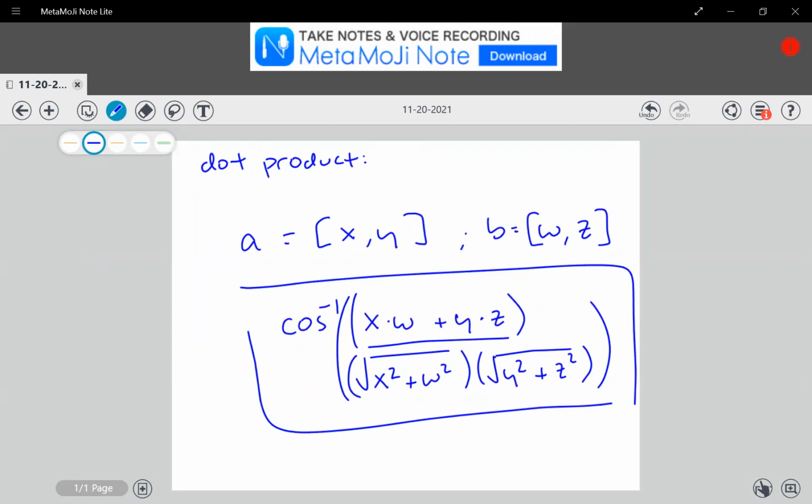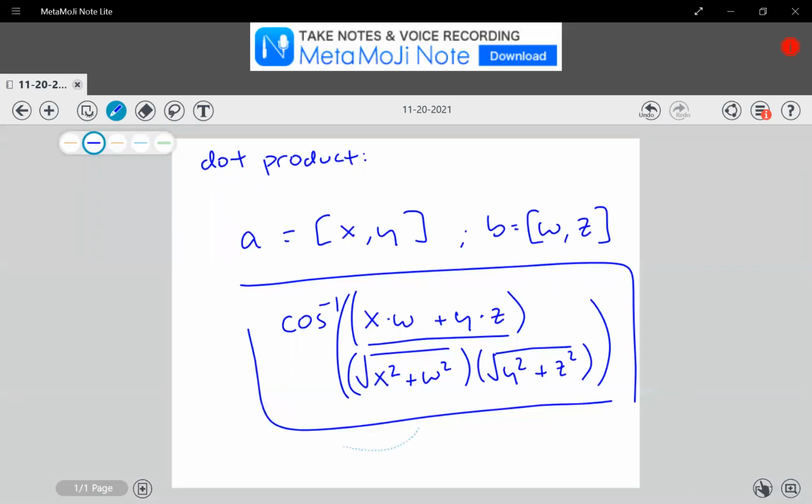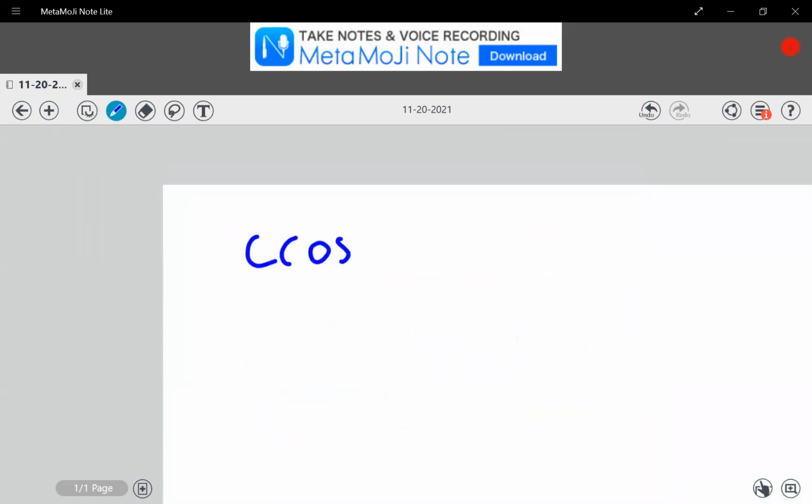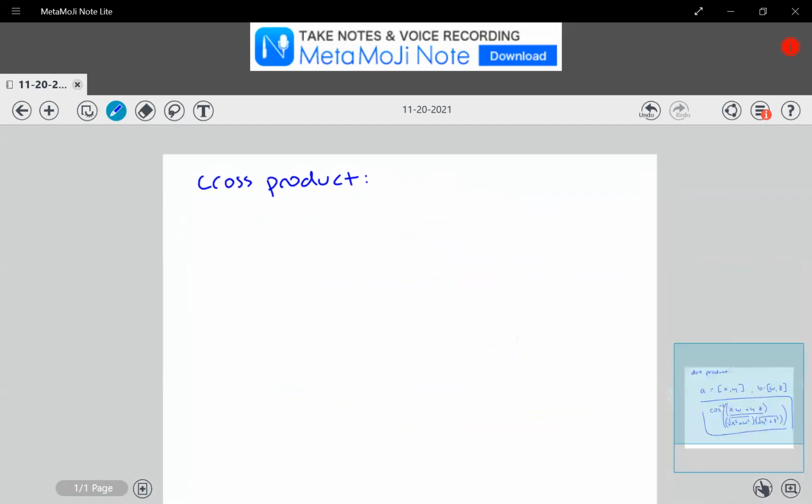I'll give you some time to go ahead and copy that. All right. So now we're going to look at the cross product. I'm not sure if that past one was a dot product, but it definitely was the angle between two vectors. Yeah, it is 3:45 a.m.